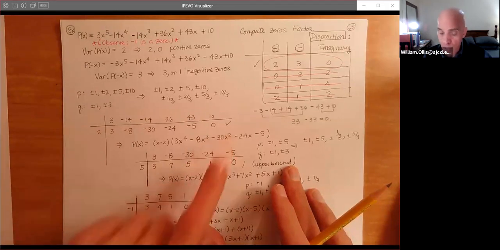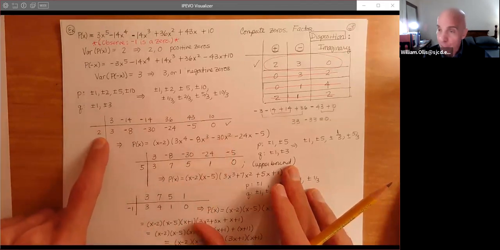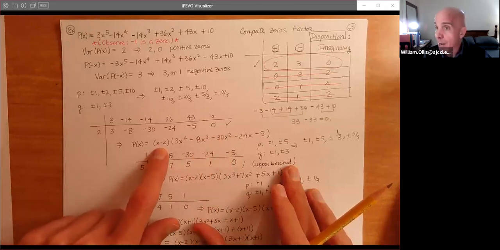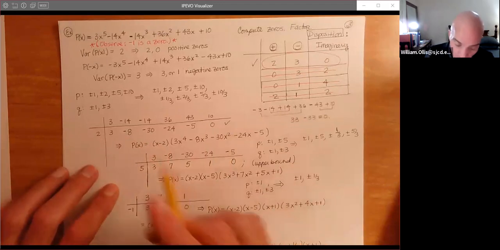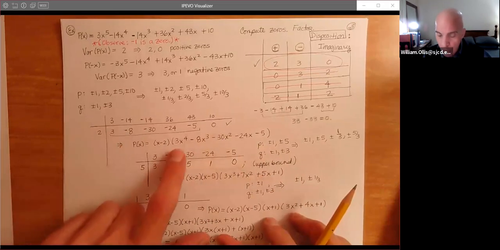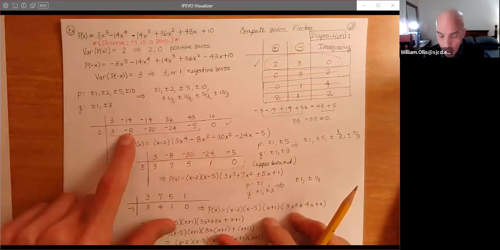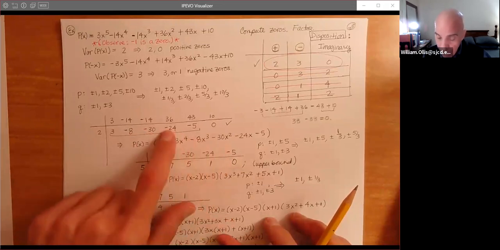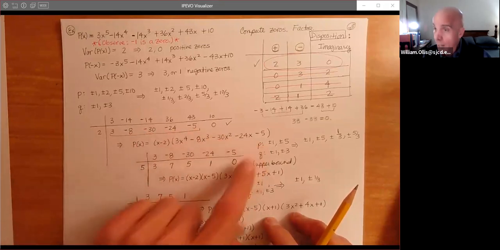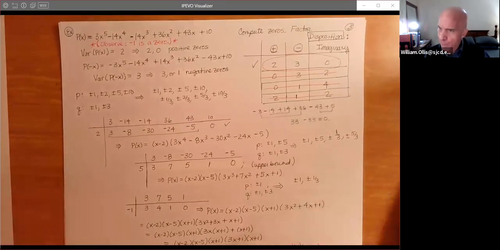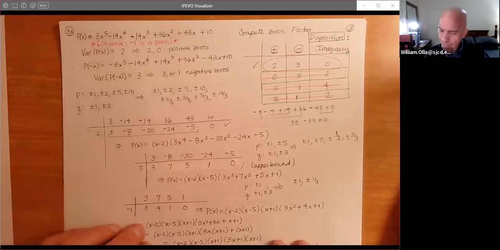So I put a check there saying that now by division, we have a remainder of 0. Therefore, 2 is a zero. And by the factor theorem, x minus 2 must be a factor. And then, of course, we get the reduced polynomial right here: 3x to the fourth, negative 8x cubed, negative 30x squared, minus 24x, minus 5. Now, when you think about this, it's like we've improved it a little bit. We got a slight improvement.